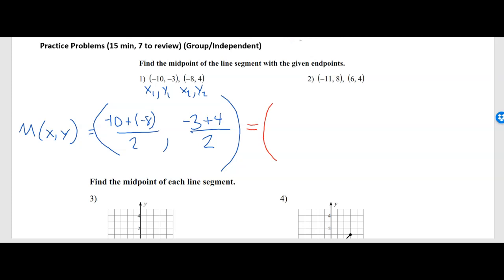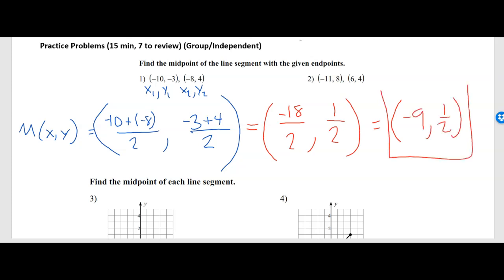Negative 10 plus negative 8 gives me negative 18 divided by 2. Negative 3 plus 4 is 1 divided by 2. So that's going to give me negative 9 and 1/2. These are the coordinates. I know I'm writing it big and I'm taking up space for 2, but I'm writing it big so you guys can see it more easily. The midpoint would be negative 9 and 1/2 if we're talking about those 2 points for number 1. So pretty straightforward.